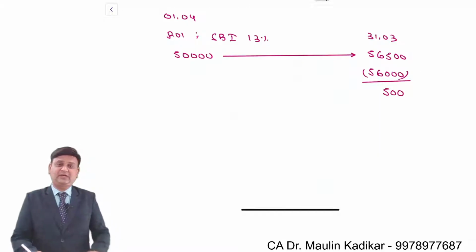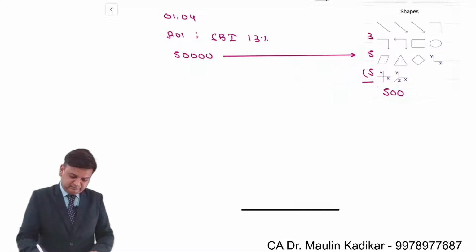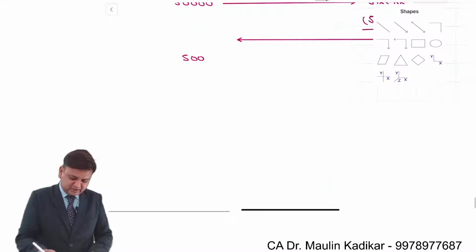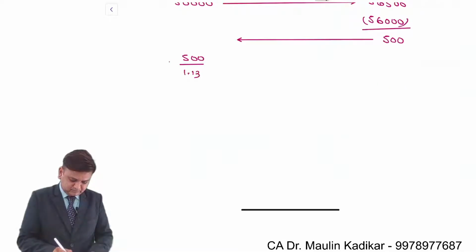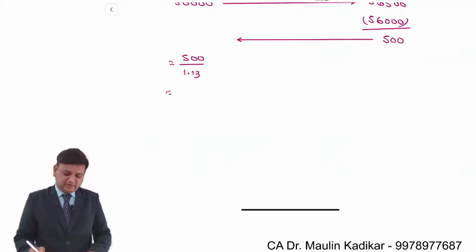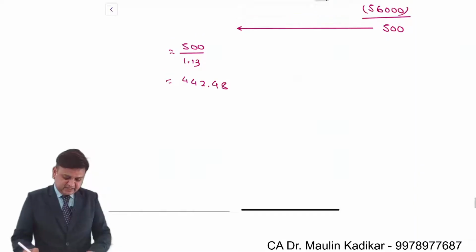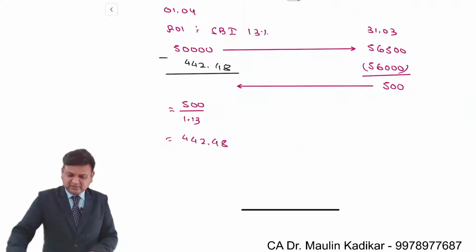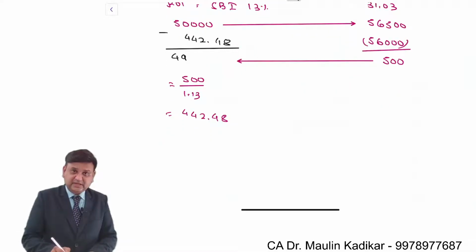So again the present value of the 500, Mr. A will pay to Mr. B. So we understand that over here, discounted value of the 500: 500 divided by 1.13. It comes to 442.48. So what happens is basically Mr. A will pay 442.48 to Mr. B right now, and only the remaining amount will be invested. So 50,000 minus 442.48, that comes to 49,557.52. This amount will be invested.